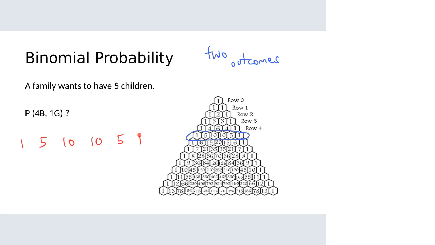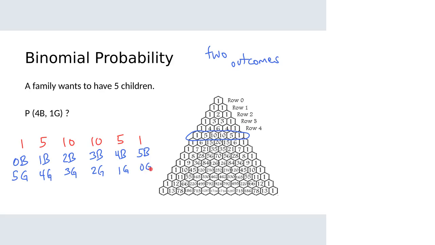What those represent are the number of ways to have a certain outcome happen. This first one would be the way to have all boys. So that could be, or wait, Lorraine wants me to do no boys. No boys and 5 girls. 5 would be the number of ways to have 1 boy and 4 girls. 10 would be 2 boys and 3 girls. 10 would be the number of ways to have 3 boys and 2 girls. 5 would be the number of ways to have 4 boys and 1 girl. And 1 would be the number of ways to have 5 boys and no girls.